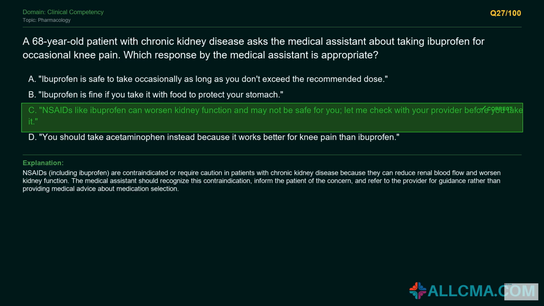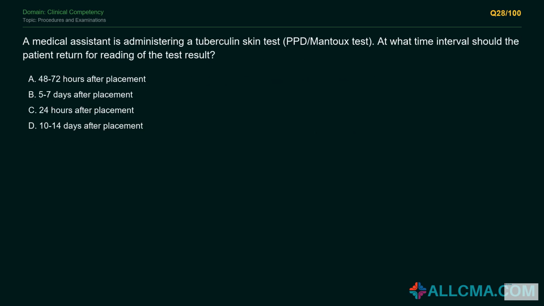Question 28. A medical assistant is administering a tuberculin skin test, PPD/Mantoux test. At what time interval should the patient return for reading of the test result? Option A, 48 to 72 hours after placement. Option B, 5 to 7 days after placement. Option C, 24 hours after placement. Option D, 10 to 14 days after placement.